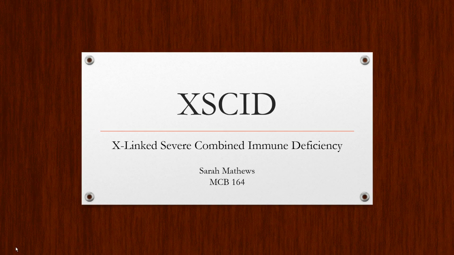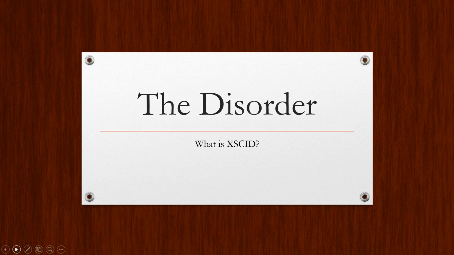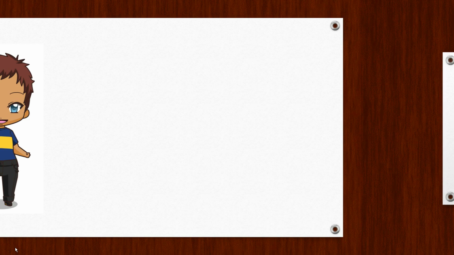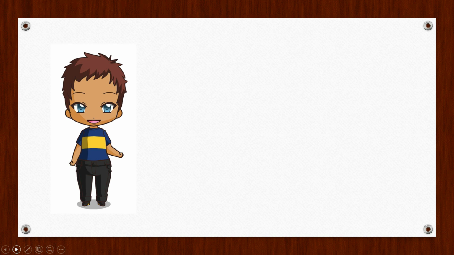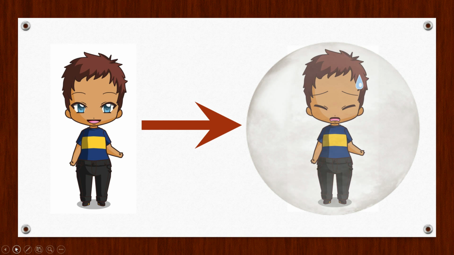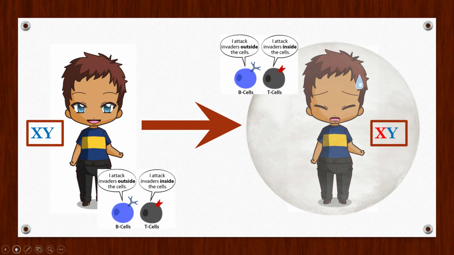The disorder that I have done my presentation on is XSCID, or X-linked severe combined immune deficiency. So what is XSCID? Most commonly it's known as bubble boy disease. XSCID is caused by a mutation in the IL-2RG gene located on the X chromosome. Patients with XSCID have little to no immune system.